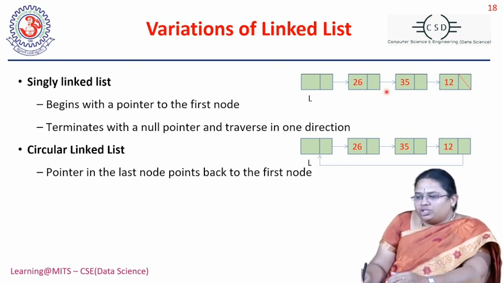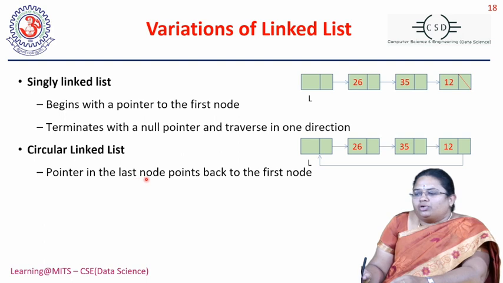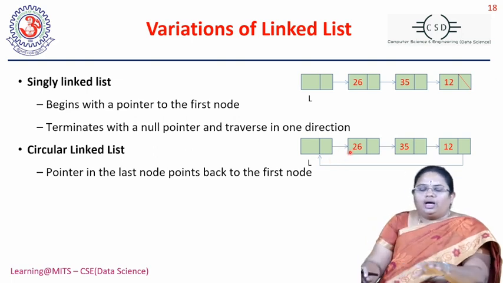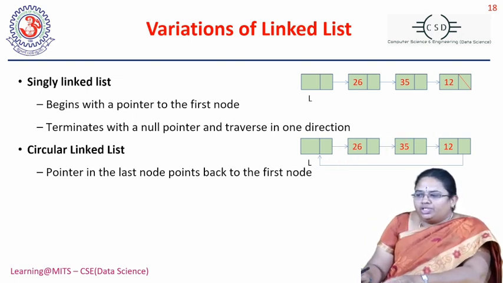See this first variation, circular linked list. The difference between a singly linked list and a circular linked list is that, instead of the last node's next field pointing to null, the last node's next field will have the address of the first node. It will be pointing to the header node. So if we are at the last, we can just access the first element, no need to start again from the beginning. So this is the circular linked list. And the second type, doubly linked list.